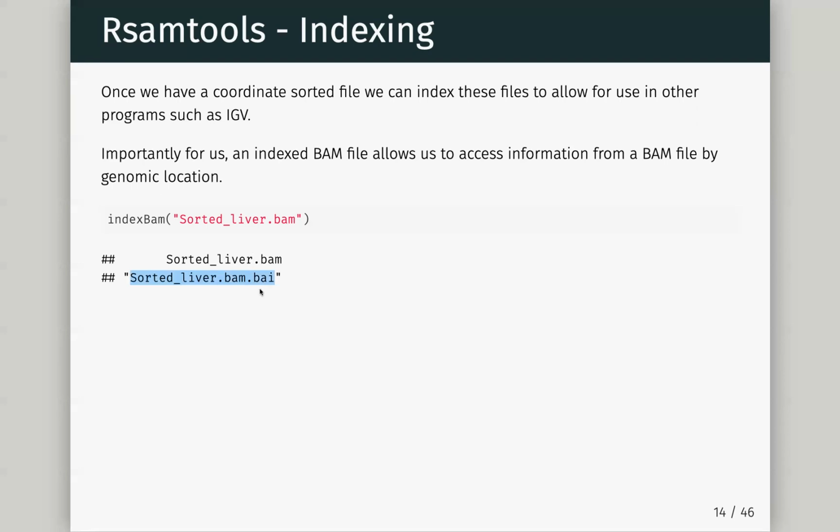So lots of programs require these BAI files, and they won't accept a BAM file without it. We can create these really easily just by running indexBam, and that calls samtools, and that runs our indexing and returns to us the name of the index. It's actually a named vector, and the name is the file it's an indexing of. So this is one way of having it. You may find that sometimes you just get sorted liver.bam from other external programs, but they will always end in a .bai, binary alignment index.